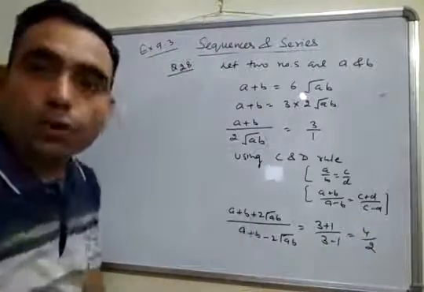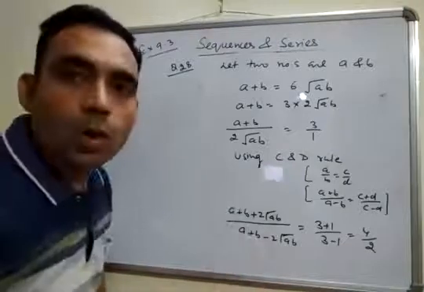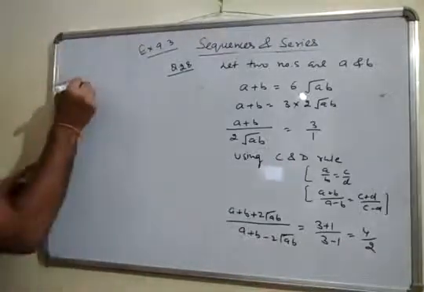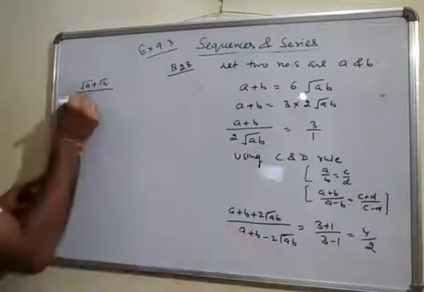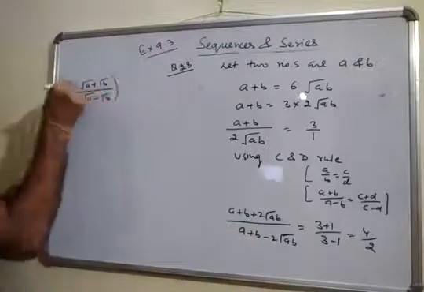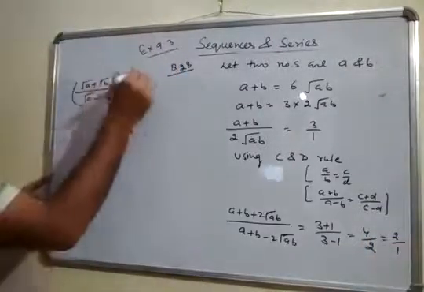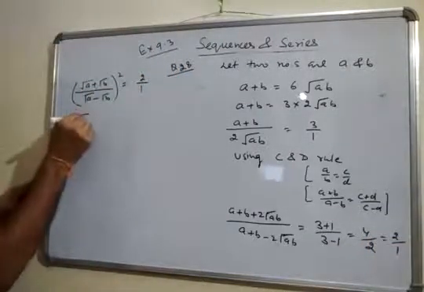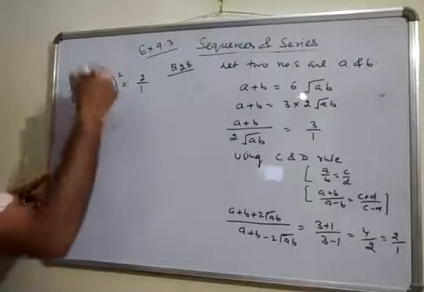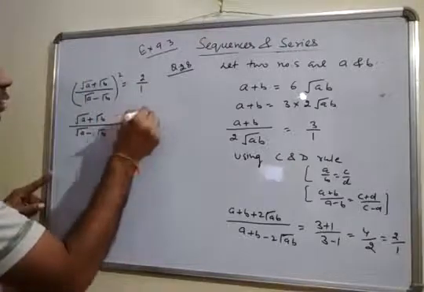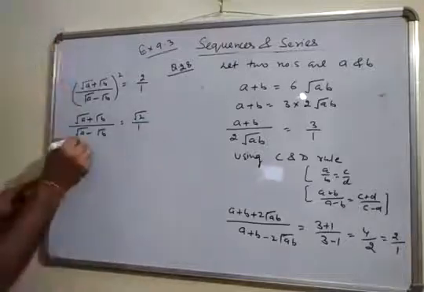Now A plus B plus 2 under root AB implies root A plus root B, whole square. This is root A square, root B square, and plus twice of root AB. So we can write it root A plus root B whole square, and same here root A minus root B whole square is equal to 4 by 2. 4 by 2 implies 2, that is 2 by 1. That is root A plus root B upon root A minus root B is equal to, transposing the square, taking positive square root, root 2 by 1. Again using C and D rule.